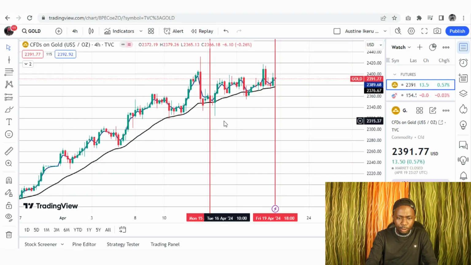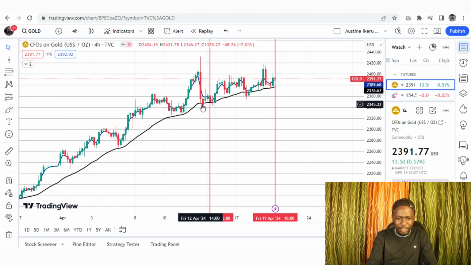So here is my screen. If you look at the 4-hour time frame, you can clearly see that the market is in an uptrend. This is TradingView, and we are trading gold. So this is the 4-hour time frame. The market is in an uptrend, right?